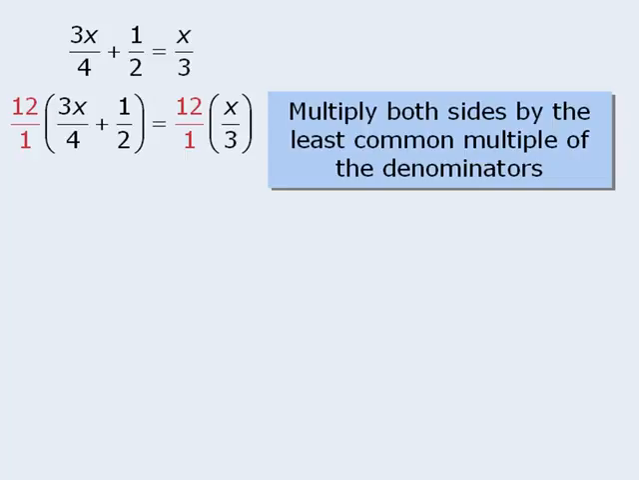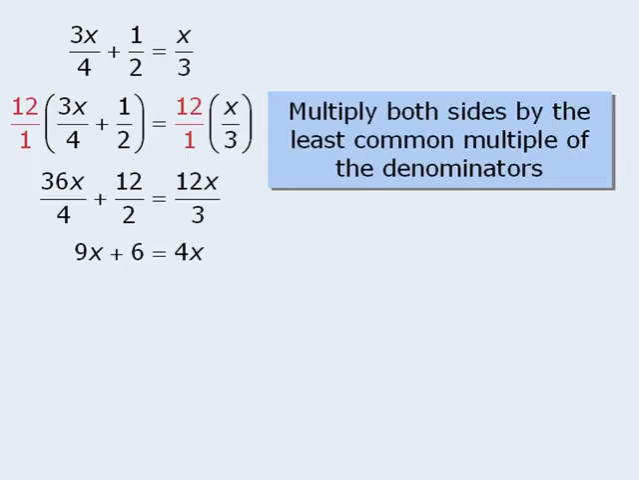Now at this point, we need to expand the left-hand side. So first we will multiply 12 and 3x over 4 to get 36x over 4. Next we'll multiply 12 and 1/2 to get 12 over 2. Now I could have simplified these products, but I'll do that in the next step. On the right-hand side, we'll multiply 12 and x over 3 to get 12x over 3. At this point, all of our fractions simplify nicely. 36x over 4 is equal to 9x, 12 over 2 is equal to 6, and 12x over 3 is equal to 4x.